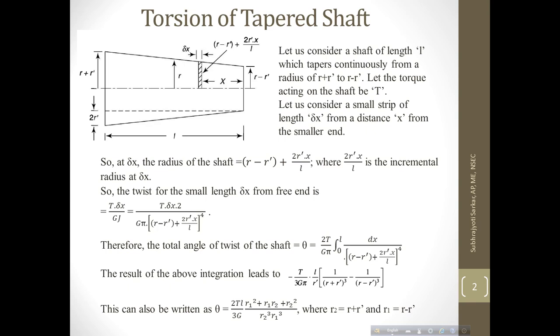If you perform this integration, simplify the other things, or put it in the general formula of integration, that is x to the power n plus 1 by n plus 1. By putting that general formula, the result leads to minus T by 3G pi into 1 by r dash in the brackets 1 by r plus r dash whole to the power 3 minus 1 by r minus r dash whole to the power 3.